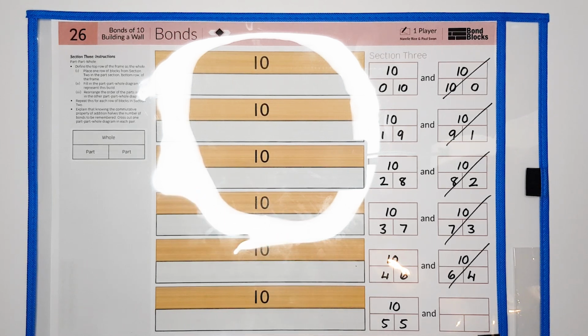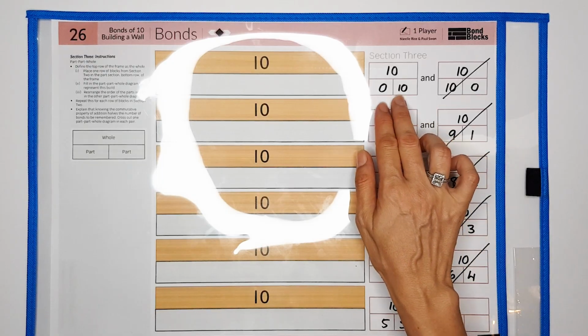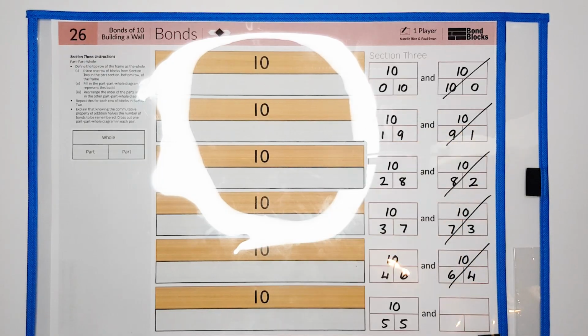I hope these activities have helped you learn about the two-part bonds of 10. Join me next week in Activity 27, where we will play a game to develop fluency with two-part bonds of 10.